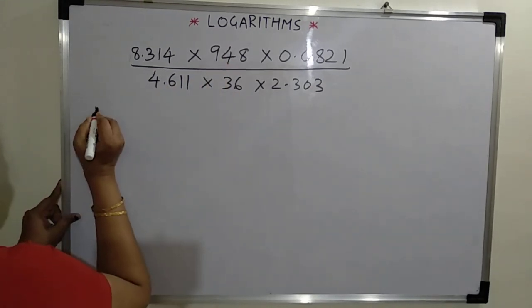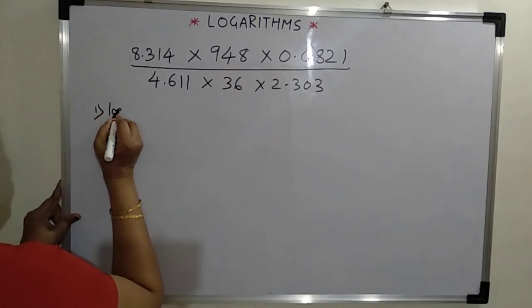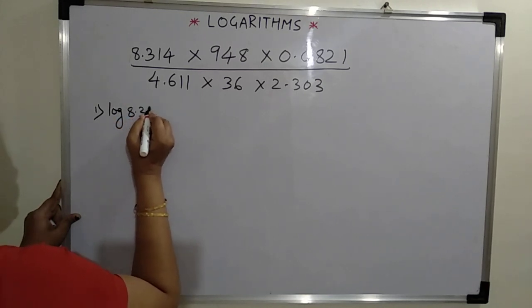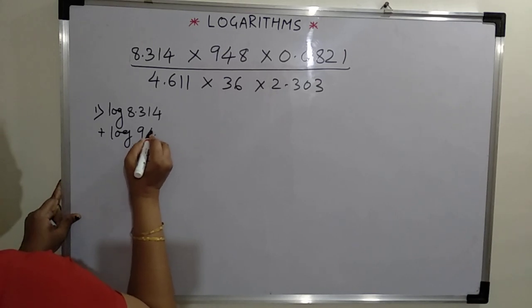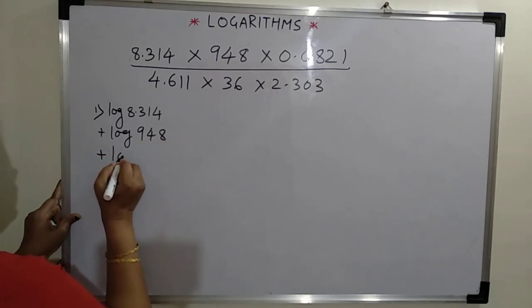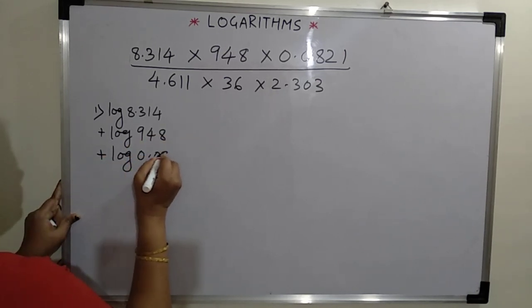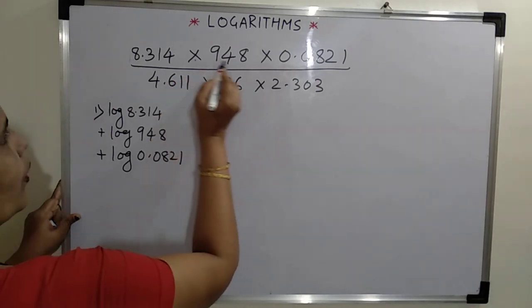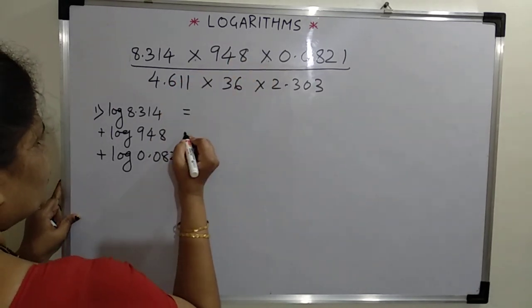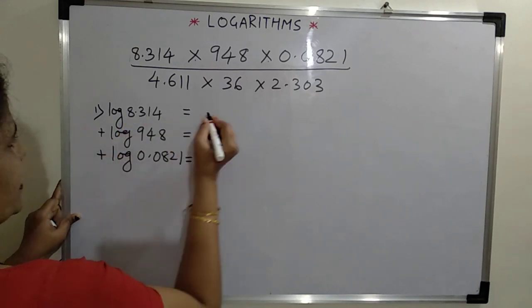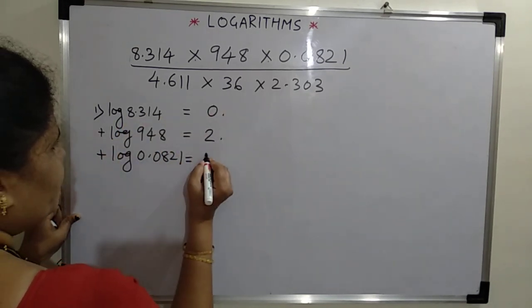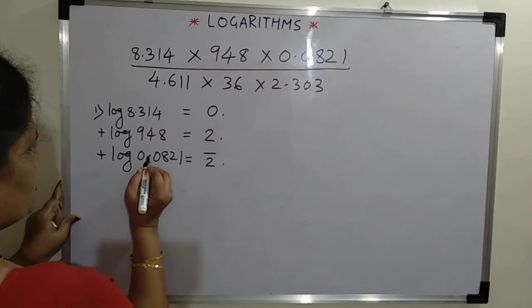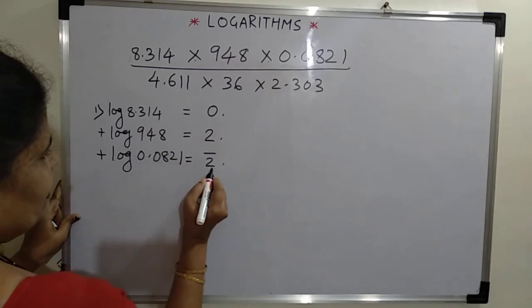So my first calculation will be log of 8.314 plus log of 948 plus log of 0.0821, because they all have a multiplication sign here. So let us find the log values here. This will be 0 point, this will be 2 point, and this will be bar 2. Am I right? This I will bring 1, 2. So it will be bar 2.